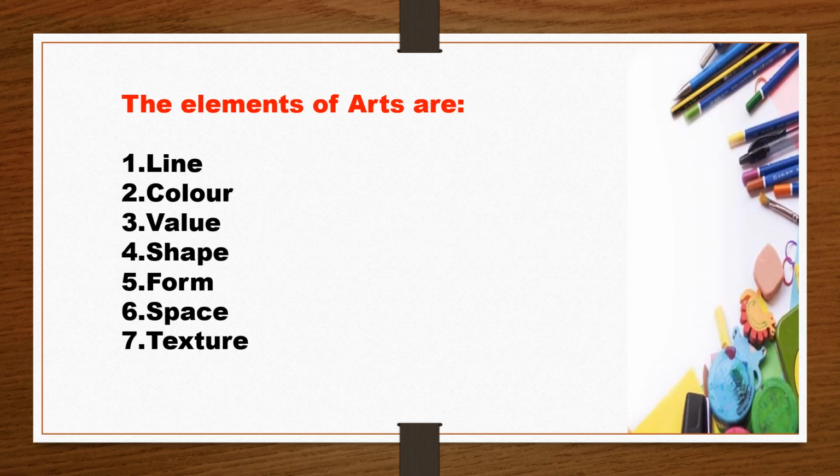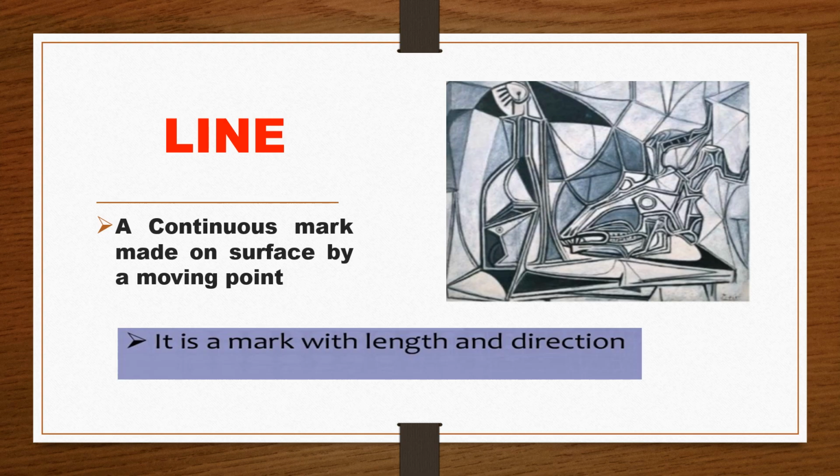So, the elements of arts are line, color, value, shape, form, space, and textures. So, the first element of art is line. Line is a continuous mark made on surface by a moving point. So, you can see in the picture various lines have been made and it is creating some sort of forms. So you can also say that it is a mark with length and direction.